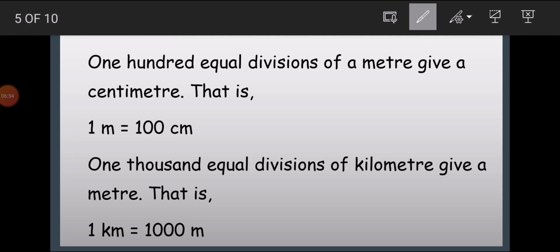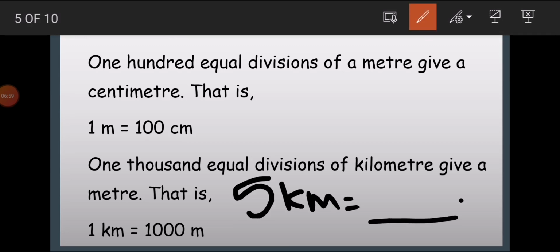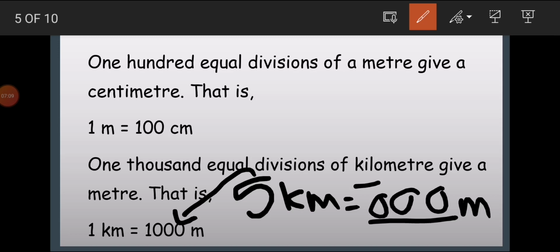For example, I have to convert 5 kilometers into meters. What I will do is multiply the kilometers, that is 5, with 1000. So 5 times 0, 5 times 0, 5 times 0, and 5 times 1 is 5. The answer is 5000. I can give you one more example.